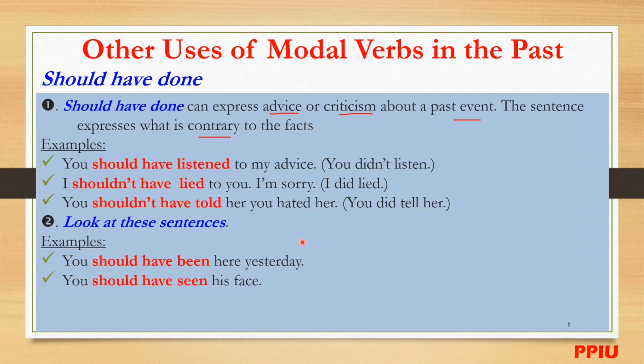Look at these sentences. "You should have been here yesterday, and you should have seen his face." So what is the difference? Actually, you were not here yesterday, and the result, what? You did not see his face in here.